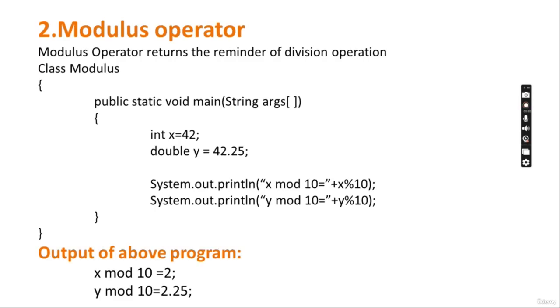The modulus operator is a separate, special kind of operator that returns the remainder of a division operation. A class modulus example is given here. Here I have declared one integer variable x equal to 42, and y equal to 42.25. When I do x mod 10, it will return 2, because the remainder of 42 divided by 10 is 2. And when I do y mod 10, it will give me 2.25, because the resultant output is saved in a double variable and it does not eliminate the fractional component.